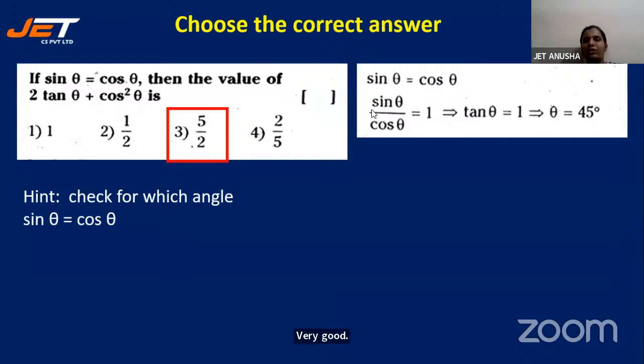Here, let's look at the explanation. Sin theta is equal to cos theta.